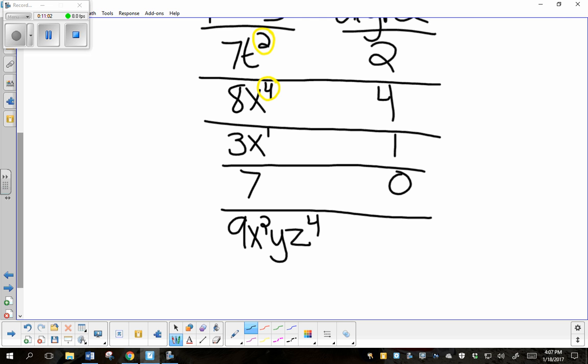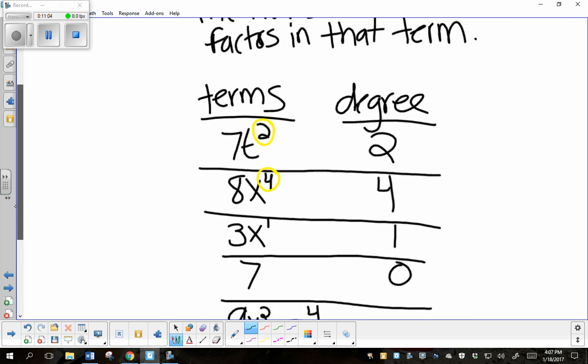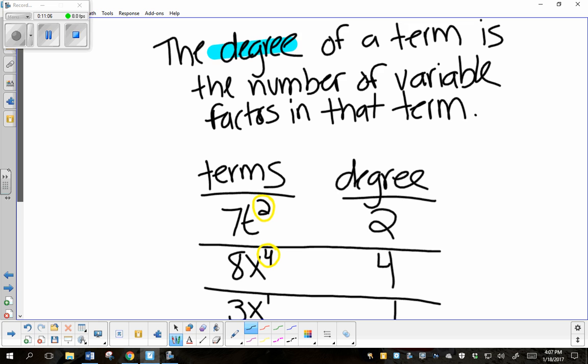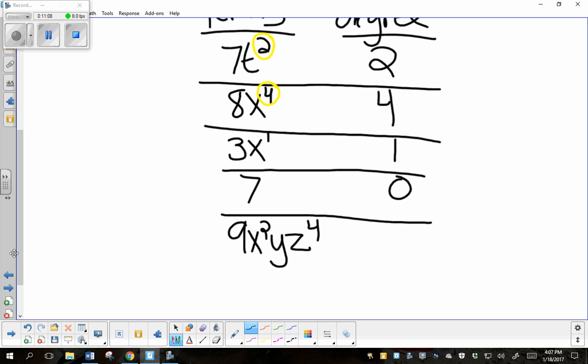So remember, a degree takes into account all the variable factors. Doesn't matter what letter they are. So this one has 2 from the x, 4 from the z, and technically 1 from the y. So altogether it has 2, 3, 4, 5, 6, 7. 7 is the total degree of that term because we add up all the variable factors. It doesn't matter what letter they are. So that's what a degree is.